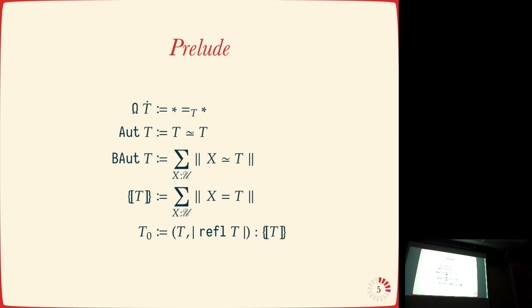So it is the type of types which are weakly equivalent to T. Okay, and then there is a type called the singleton subuniverse of T, which is the type of types which are equal to T. Okay.